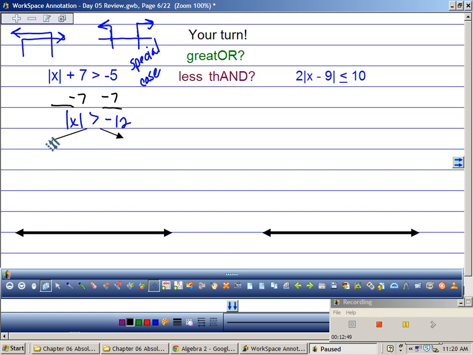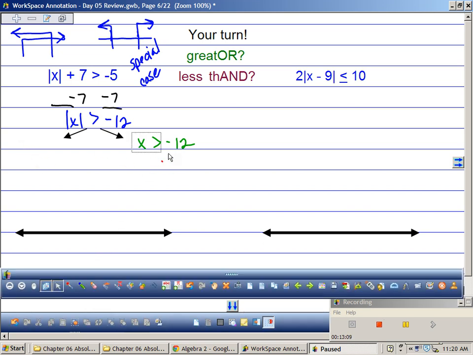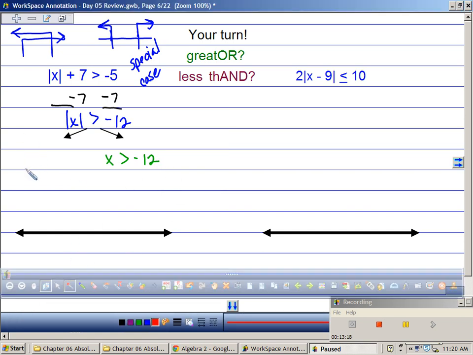Rewrite it in the positive and the negative direction. So if we rewrite it in the positive direction, what's it going to say? The same thing. So x is greater than negative 12, and in the negative direction, what's it going to say? I should have written that down here. Sorry, let me just move this. In the negative direction, what's it going to say? X is less than positive 12.